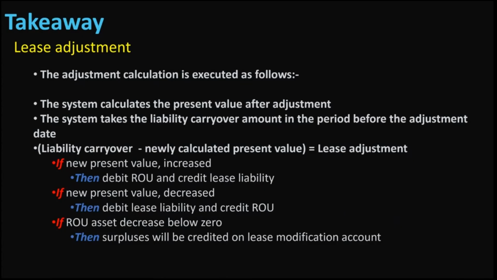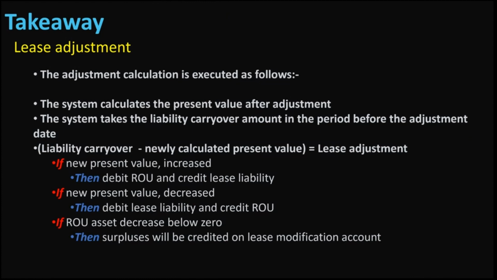The key takeaways of lease adjustments: the system calculates the present value after adjustment. Then the system takes the liability carryover amount in the period before the adjustment date. Then it calculates the lease adjustment by subtracting the liability carryover from the newly calculated present value. And we need to remember the three scenarios that we have.